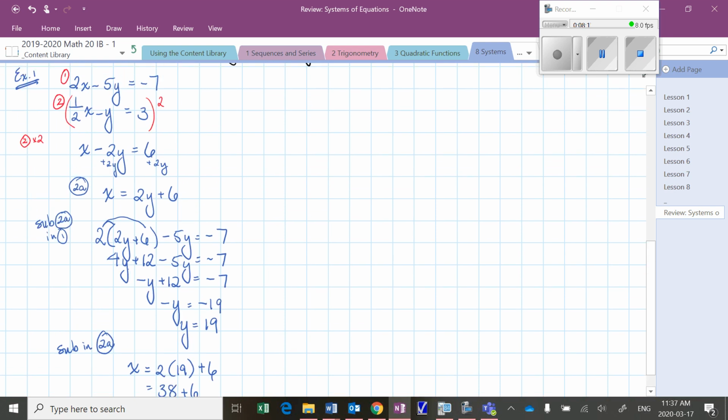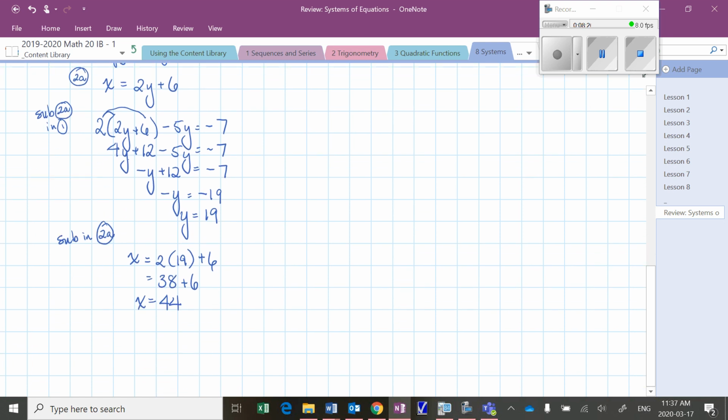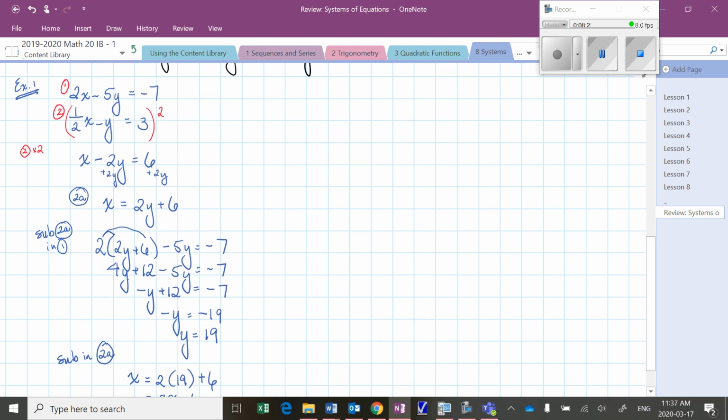So we want to go back into our original equations to ensure that that all works. So I'll do that on the side here. So check in equation 1, our left side is 2 times 44 minus 5 times 19, and that is 88, minus 5 times 19 is 95, so that is -7, and the right side is also -7, so left side equals right side. So far so good.